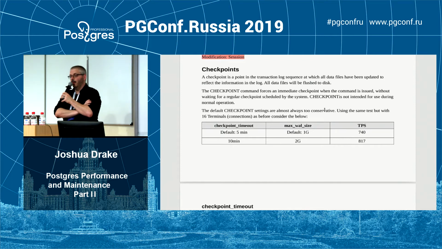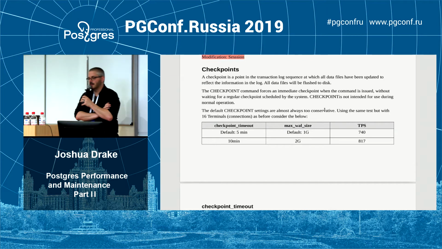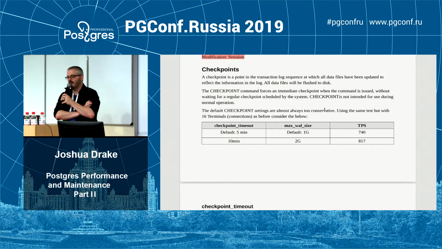A checkpoint is a point in the transaction log sequence at which all data files have been updated to reflect the information in the log. All data files would be flushed to disk. Basically, it's a consistency check. Everything, all the different changes, everything that's sitting around, it goes snapshot, okay?